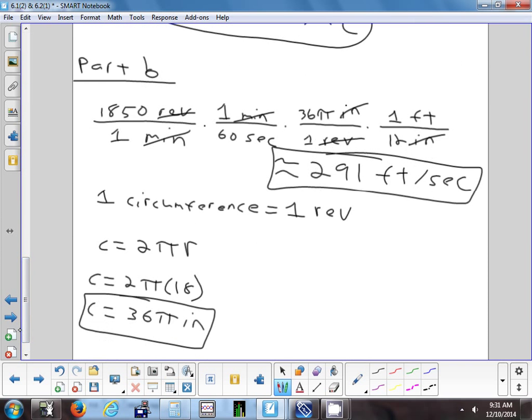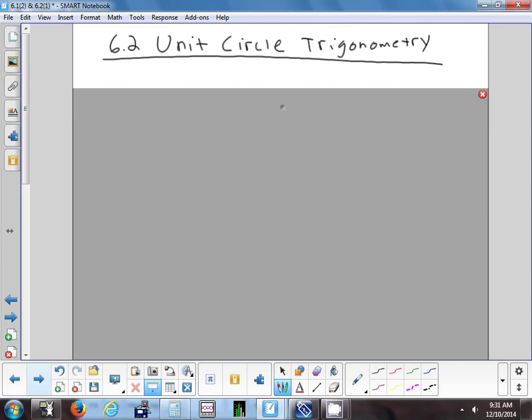Okay. Any question on that? All right, so that's angular velocity. All right, and last thing, we'll finish up with 6.2. I don't think we're going to get through the whole thing. We'll do part of it, and then whatever we get to, we'll stop. And we'll finish tomorrow.